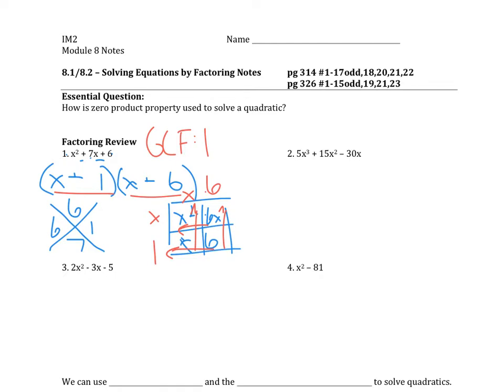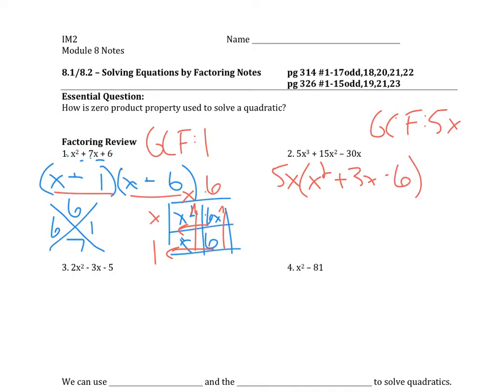So let's look at number 2 here now. Start with our GCF. And on this one, they all have a 5 in common that we can factor out. They also all have an X in common that we can factor out. So then that gives me 5X. And then I'm left with X squared once I divide it out, plus 3X minus 6.